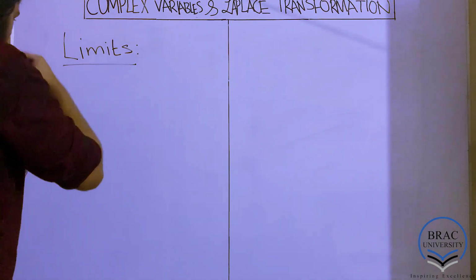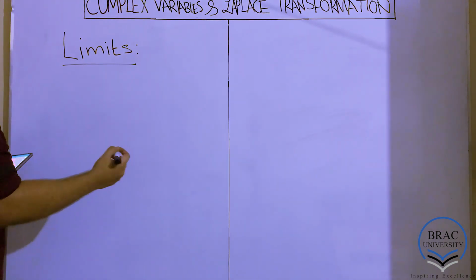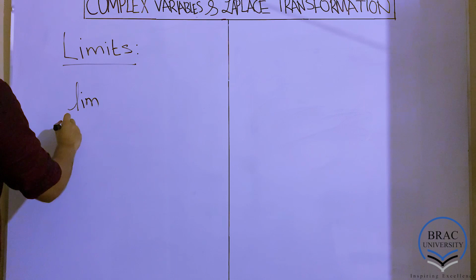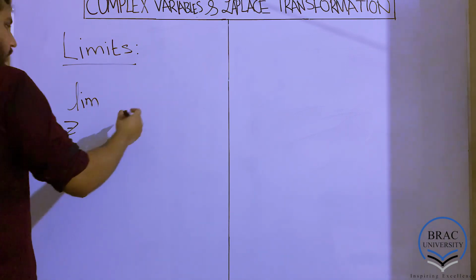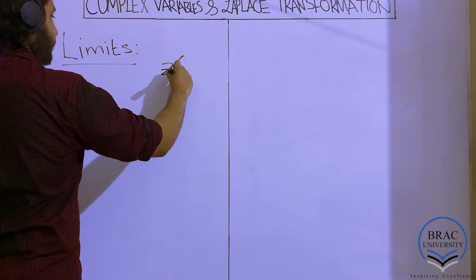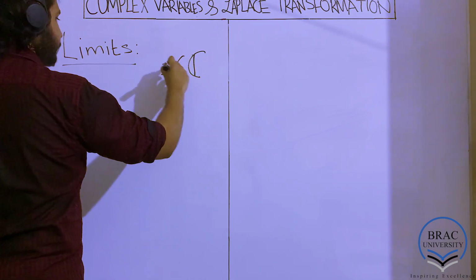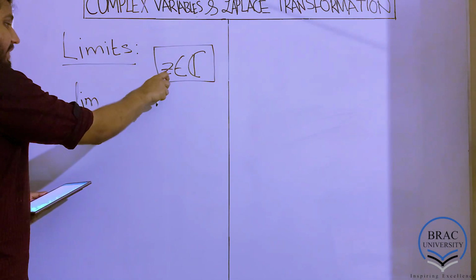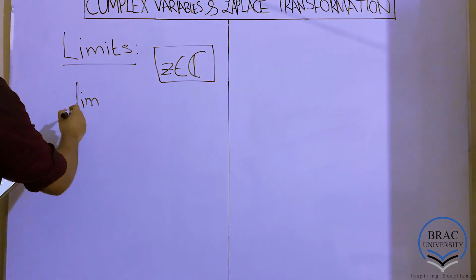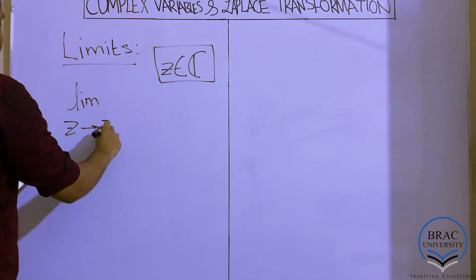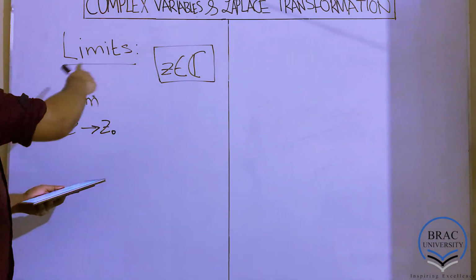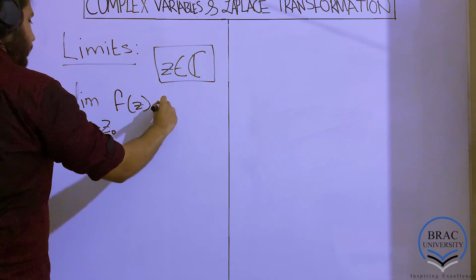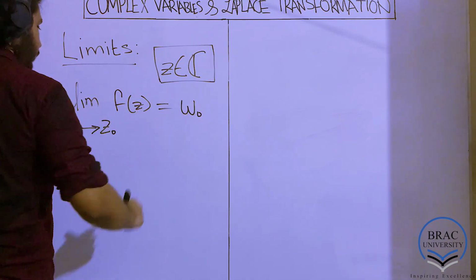Let's first define our complex valued limits, taking the limits of complex valued functions, where Z is an element of the complex number set, or in layman's terms, Z is a complex number. So we have Z approaching a point Z0, as I showed in the diagram that I just erased. We have a complex valued function, f of Z, which gives us W0.